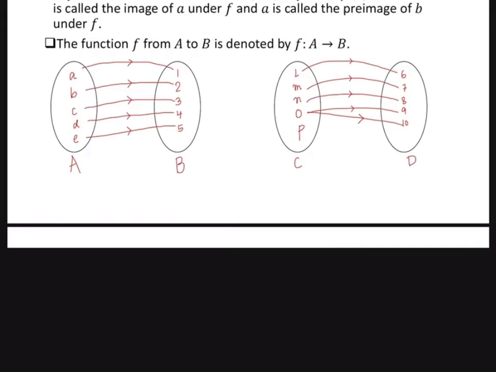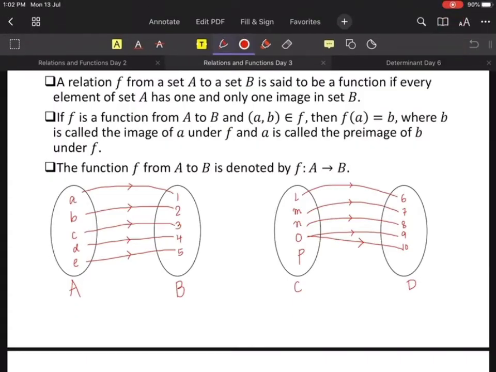So every single element in here has one image. A, B, C, D, E have one image, right? Yes or no? But let's look at in here. L, M, N, O, P. L has 6 as image, M has 7, N has 8, O has 9 and 10. 2 images. And P has no images at all. Can you tell me which one of them is a function and which one of them is just a relation?